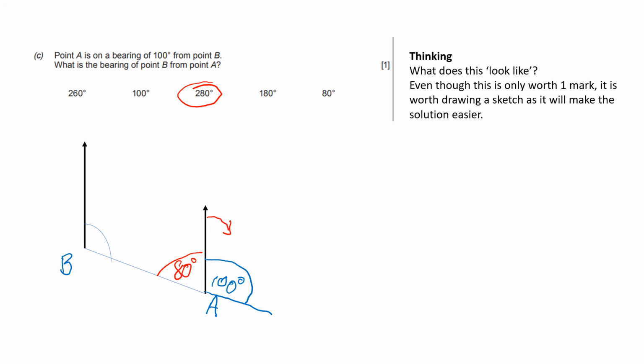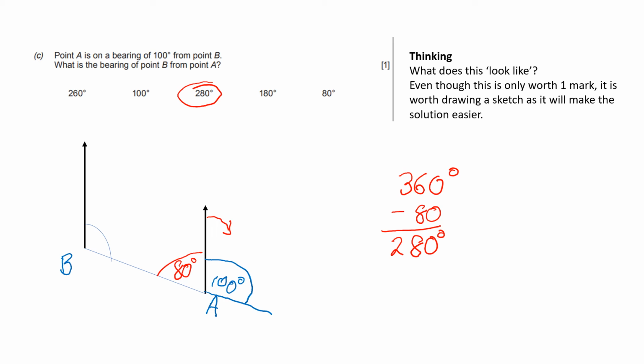Or alternatively, the bearing is 360 degrees minus the 80 degrees. Take away the bit that you don't want. You don't want 80 degrees. And that will leave you with 280 degrees. And that's why it's 280 degrees. So it's just circle the answer. So they would just expect you to put a circle around it.